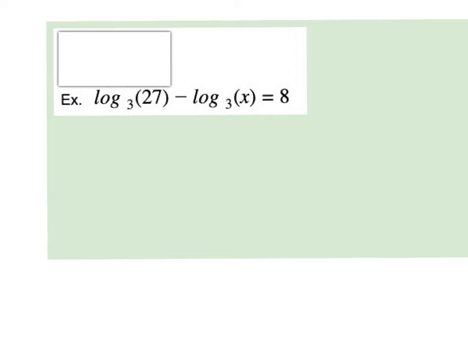Hello, Mr. Geislard here, and we're going to take a look at this one. I'm going to have to use a couple of different strategies when I'm doing this one. The first one is the division rule for logs.